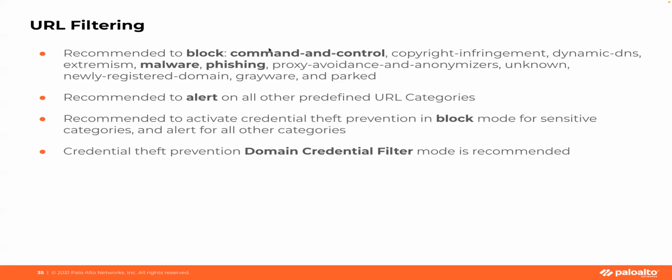Extremism, again, by itself, not something that directly affects the network, but these websites are frequently used to disseminate malware, and they can also expose corporations to risk. Proxy avoidance and anonymizers are often used to bypass these controls because it's difficult for a firewall or any other security device to understand what the user is actually accessing if they're just accessing a proxy server or some sort of anonymizer website. So because of that, this is recommended to be blocked.